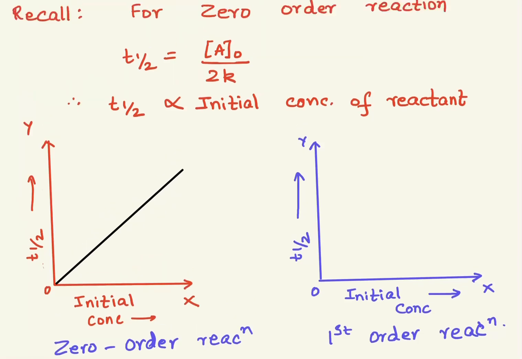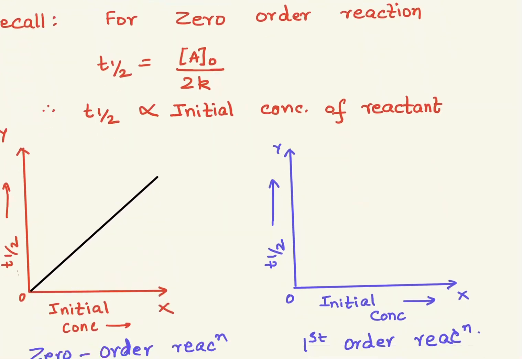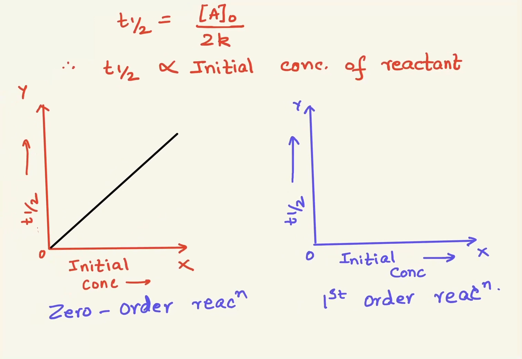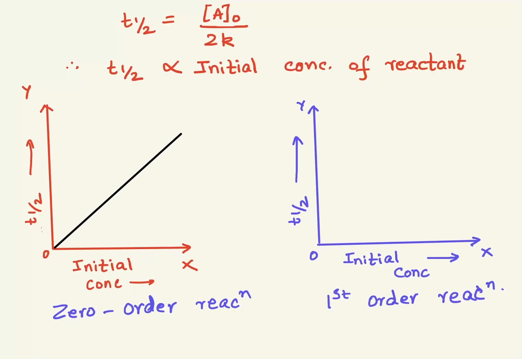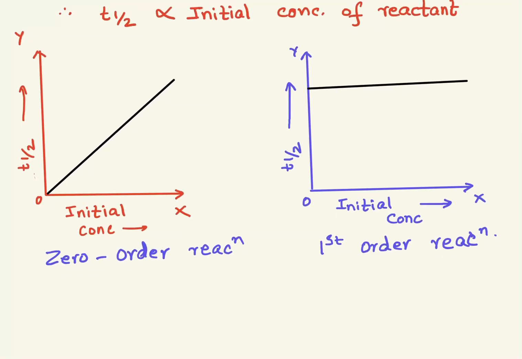But what about the first order reaction? Does the half-life depend on the initial concentration? No, it's got a fixed value irrespective of what the initial concentration is. And we got the graph as a line parallel to the x-axis. Now, how many of you could decipher this and how many of you got this right? Give me a thumbs up. Oh, wow.